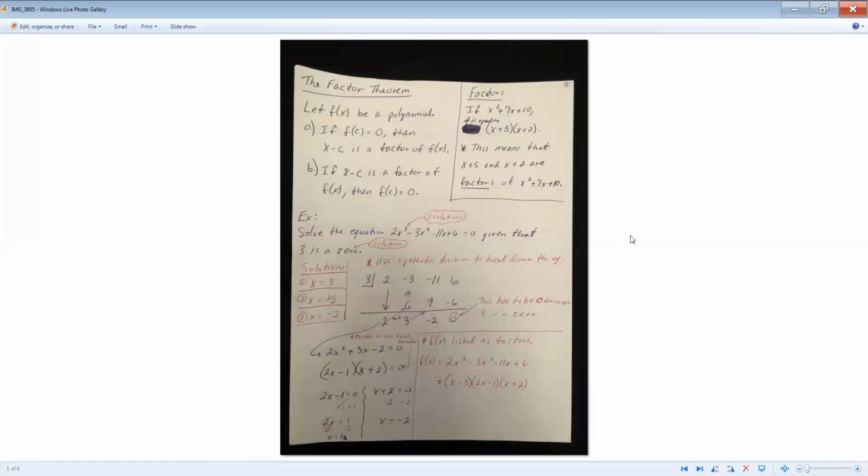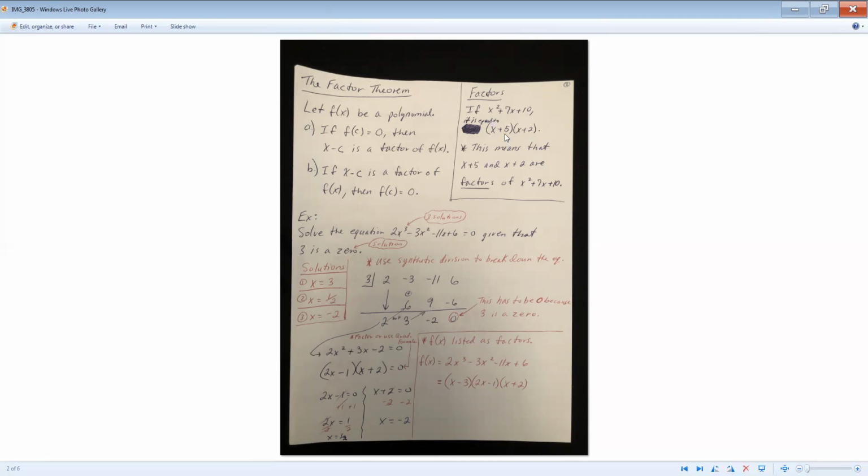Factor theorem. If you have f of x as a polynomial, when you plug c into your function, then x minus c is a factor of f of x. If x minus c is a factor of f of x, that means f of c has to be equal to 0. So in other words, when you look at your factors, how do you get your solutions? We factor our equation and we get our factors. So let's look at this. If I have x squared plus 7x plus 10, when I factor that, that's x plus 5 and x plus 2. So that means x plus 5 and x plus 2 are factors of x squared plus 7x plus 10.